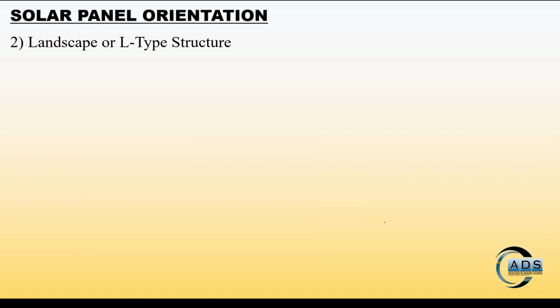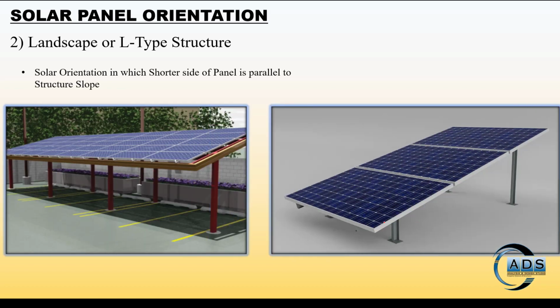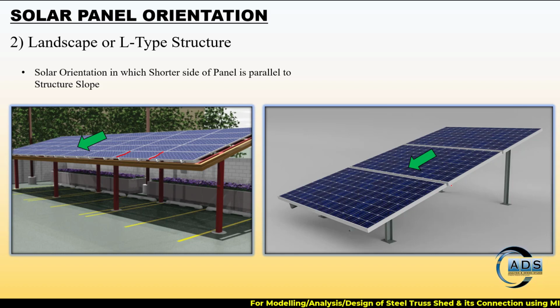Type 2 is the landscape or L-type structure, in which the shorter side is parallel to the structure slope. For example, in this, the structure slope is shown in the green arrow, and this is the shorter side which is parallel to the structure slope. Here it is also the shorter side parallel to the structure slope.